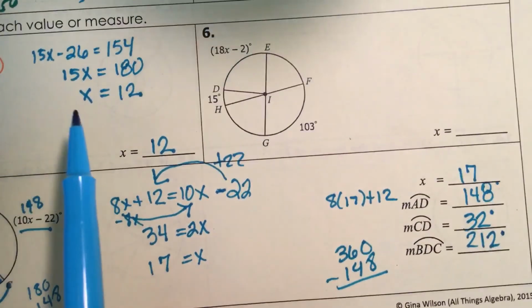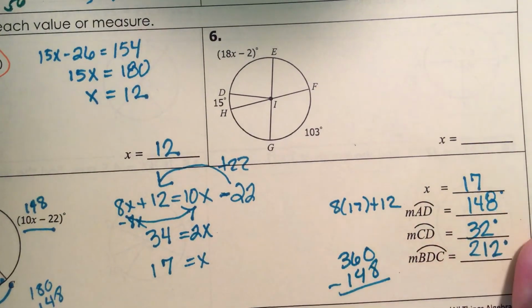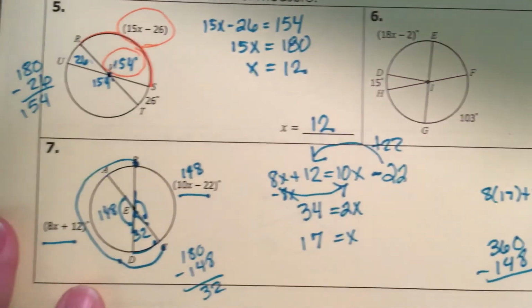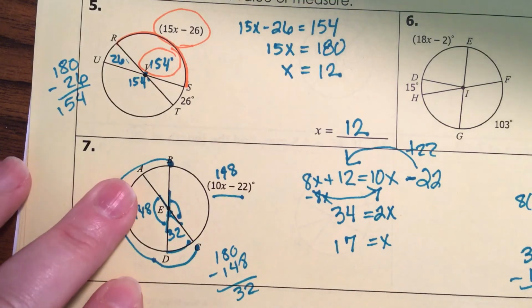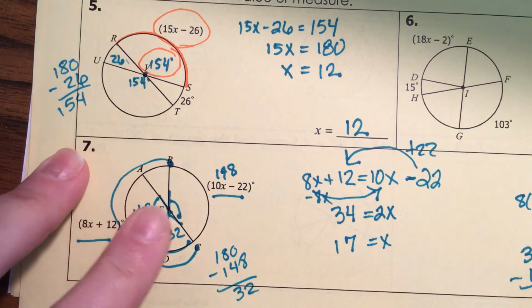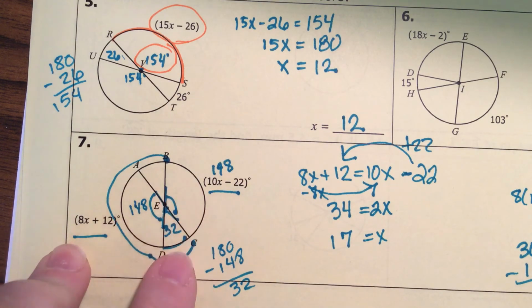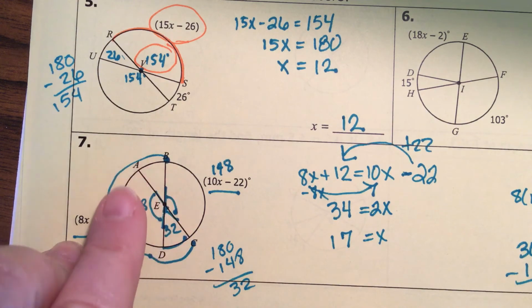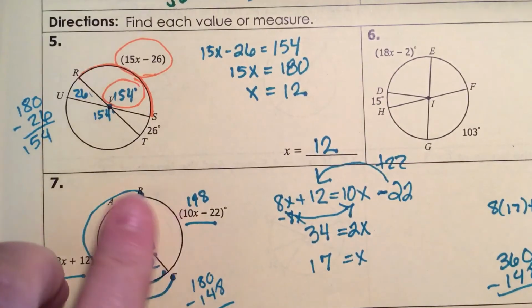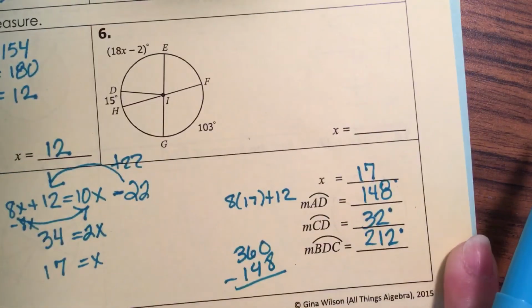So we set them equal first. We found out x was 17. Then we plugged x in here and found 148. We subtracted from 180 to get 32. And then to find just one part, we said 360, the whole thing, minus 148. And that's how we came up with our answers.